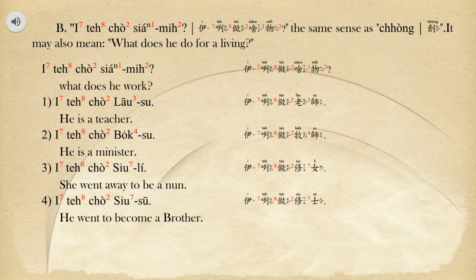B. 伊在做啥物 The same sense as 創. It may also mean, what does he do for a living? 伊在做啥物 What does he work? 伊在做老師 He is a teacher. 伊在做牧師 He is a minister. 伊在做修女 She went away to be a nun. 伊在做修士 He went to become a brother.